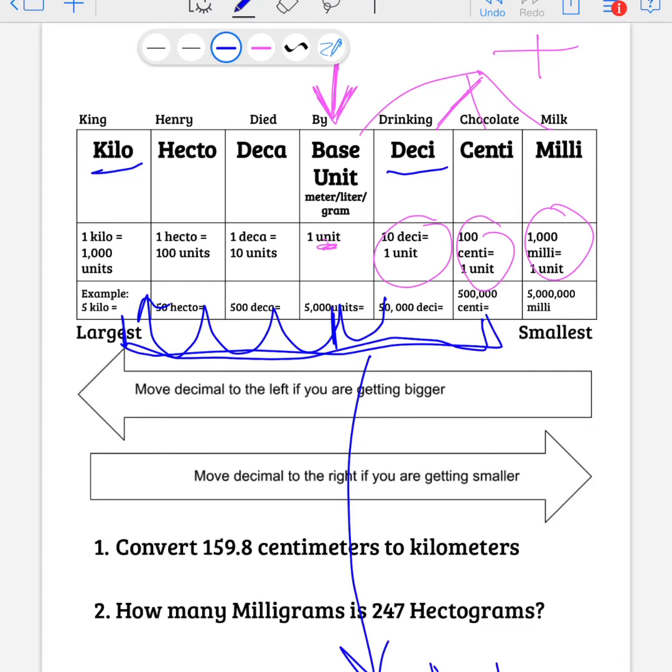same answer. Okay, let's say I'm at meters and I'm trying to get to millimeters. Okay, so if I'm at meters, I'm trying to get to millimeters, I would just go 1, 2, 3. Move my decimal 3 places to the right.